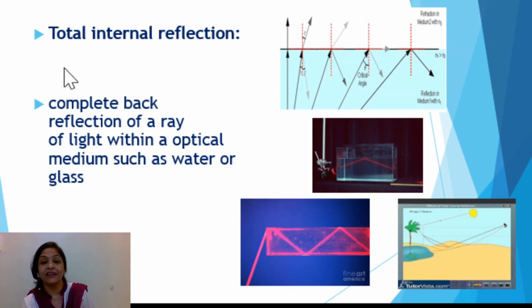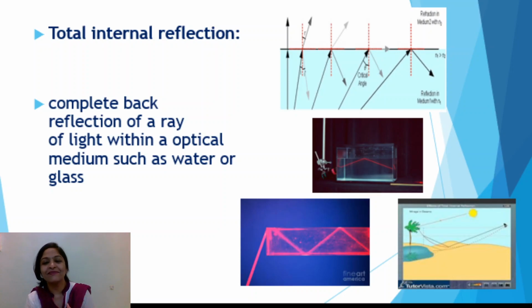So what are the conditions for total internal reflection? First, the light should pass from a denser medium to a rarer medium, and second, the angle of incidence should be greater than the critical angle. Got it? So these are the different phenomena of light. We learn to practice them, to revise them.